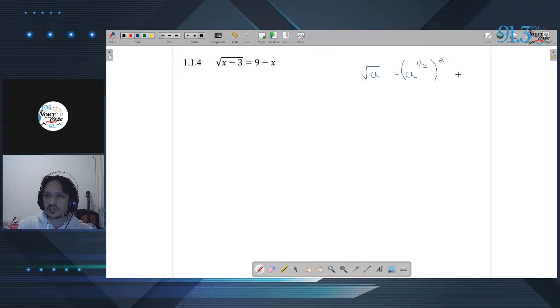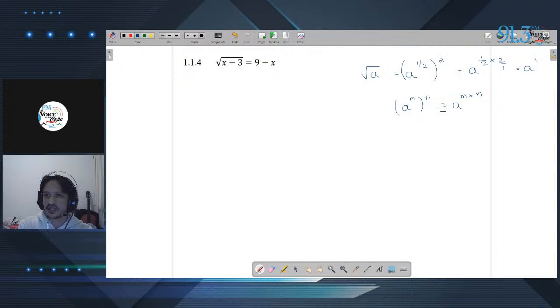Well, if you know your exponent laws, which is a to the m, all to the n, we can say that this is equal to a to the m times n. And this over here will therefore be a to the power of a half times 2 over 1, which is equal to a to the power of 1. And that just gives us a value of a.